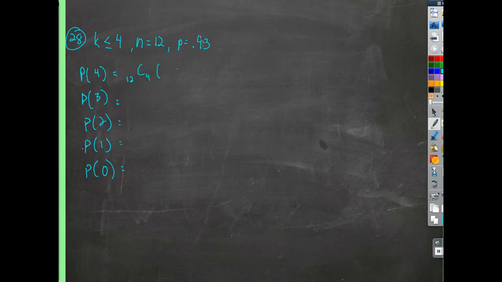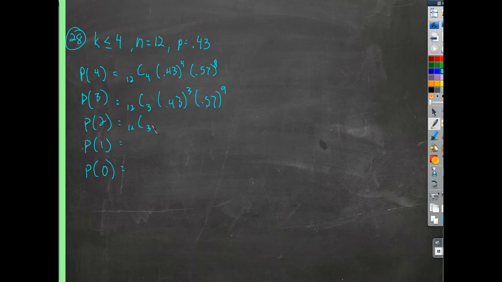So 12C4 times the probability of succeeding, which is 0.43, raised to the 4th, times 0.57 to the rest of the time, which would be 8. Then we're going to add on this probability, right? Because this could happen, or this could happen, so we add them together. 12C3 times 0.43 to the 4th times 0.57 to the 8th. No, excuse me, 4 and 8 are no longer correct. We're going to have 3 successes and 9 failures.